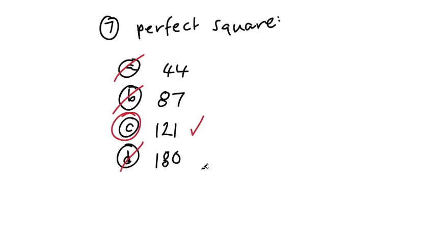13 times 13 is 169. So 13 squared gives me 169. Now 14 squared gives me 196. So 180 isn't in there because we went from 13 squared to 14 squared. So 180 isn't a perfect square. Okay, because remember, a perfect square is a whole number times by itself. Yeah, that's what a perfect square is. So 1 times 1 gives you the result of a perfect square, 2 times 2, 3 times 3, and so on.